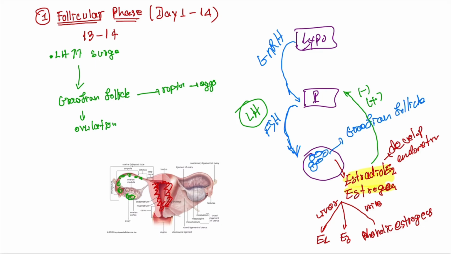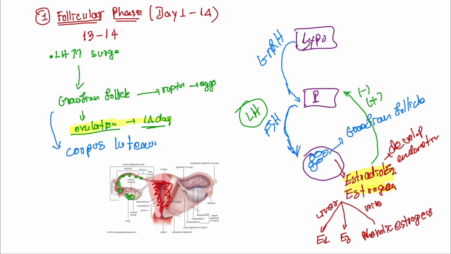It is called the ovulation day, and it usually happens on day 14. So this is the main event that happens in the follicular phase on day 14. After the Graafian follicle releases the mature egg, it will become the corpus luteum, and it's very important to recognize it. And we can go to the next phase.